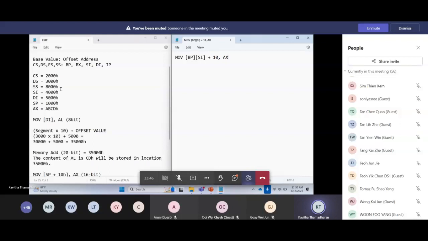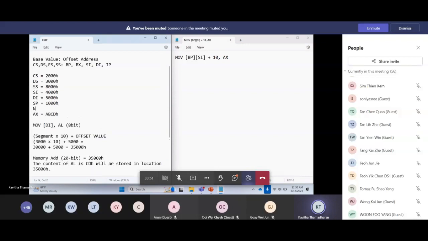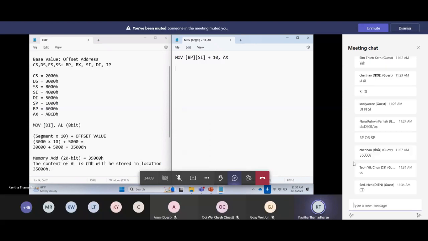So I need to give you BP here. Let's say BP will be 6,000 hexa. Can you give me the answer for this? I want to test you guys. It's very tricky, but I want to see who can give me the correct answer. Can you try this? I give you 5 minutes.